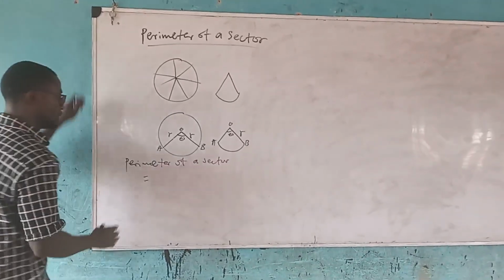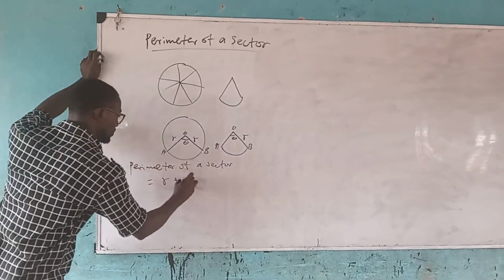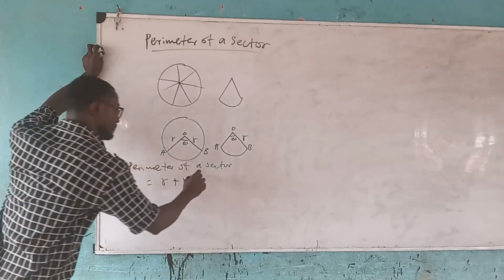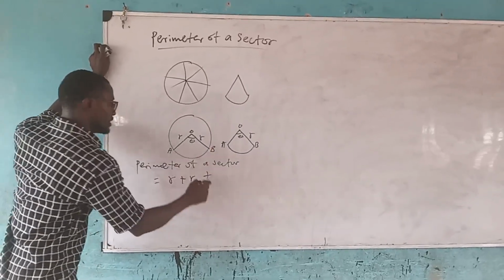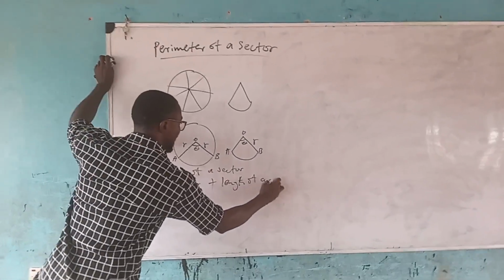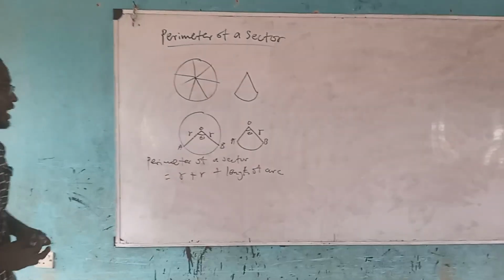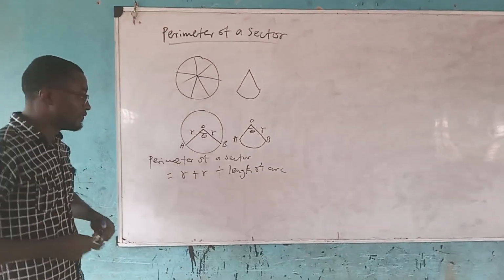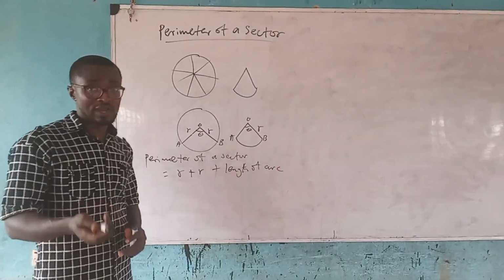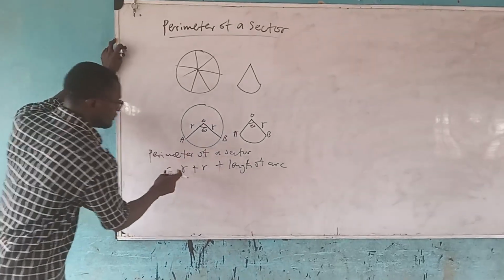will be equal to what? The radius we have here plus this radius that we have here. Then plus the length of what? Plus the length of the arc. This arc has the arc AB. Okay? Now if you remember clearly, we've learned how to derive the length of an arc in our previous classes. Okay? So from here now, radius plus radius.